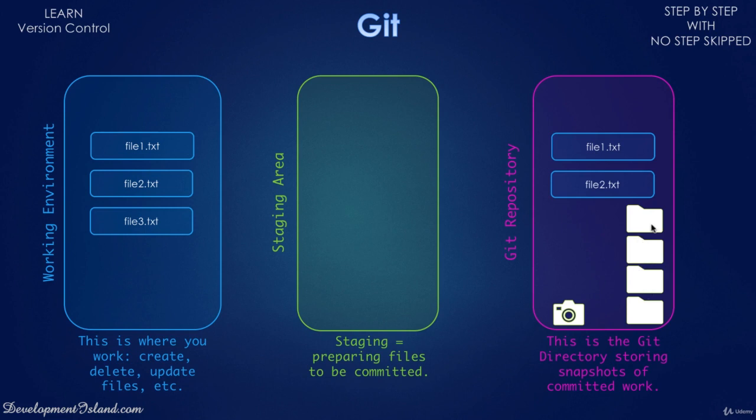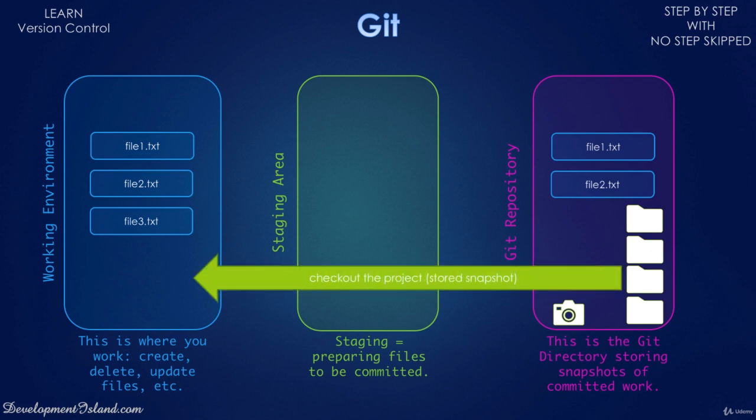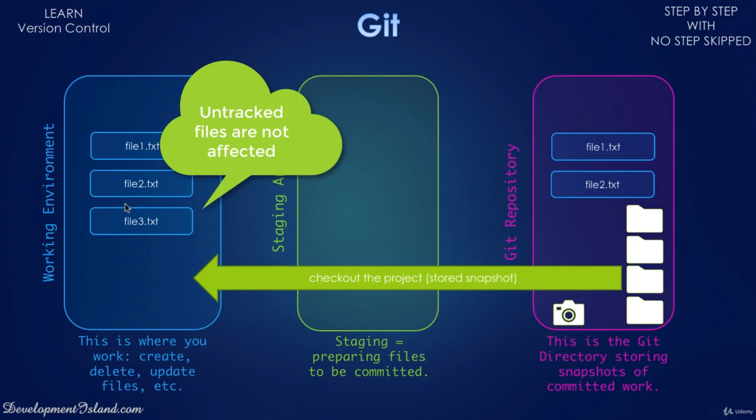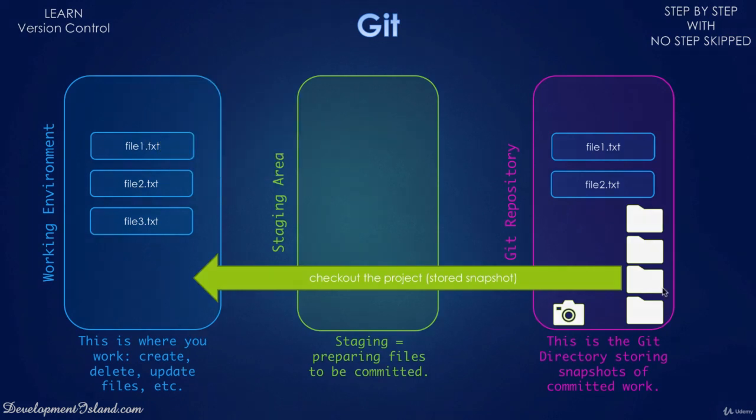So let's say that we are not happy with the current state of our project and we would like to go back to this snapshot, for example. Then using Git is pretty easy. You just need to check out the project using that stored snapshot. So we are using that snapshot to check out whatever content we had in that snapshot, and the consequence of this is going to be replacing the content of our working environment with whatever content we had inside that snapshot.